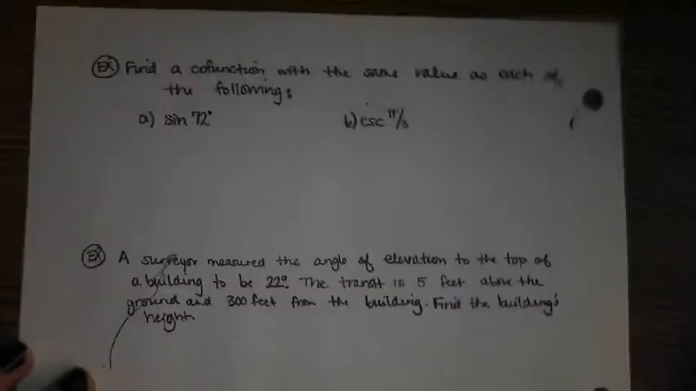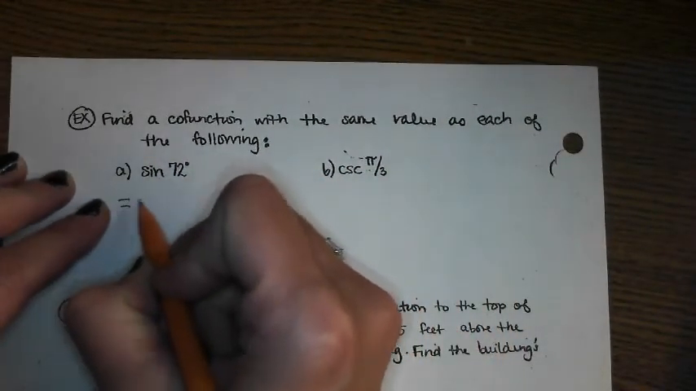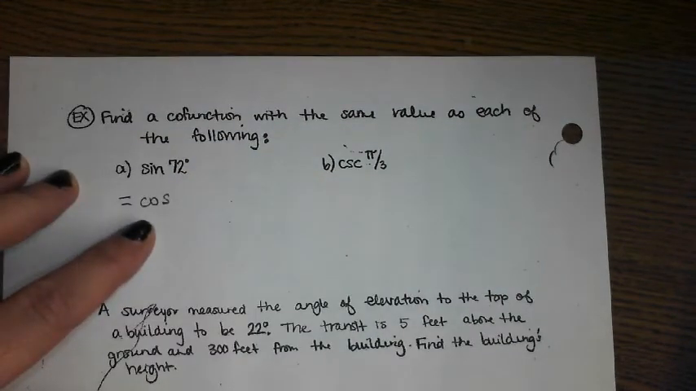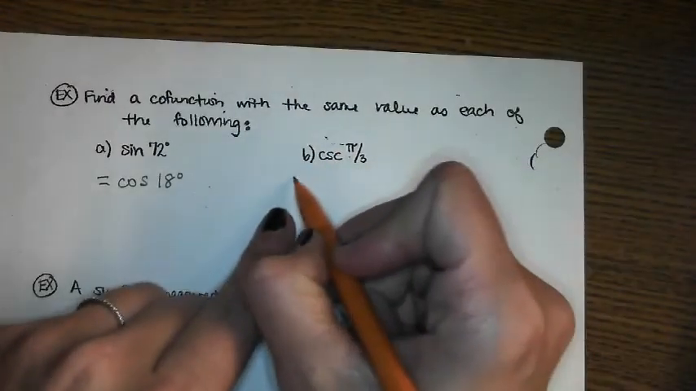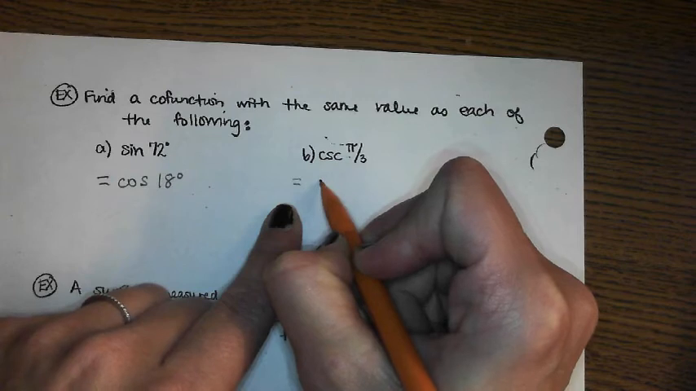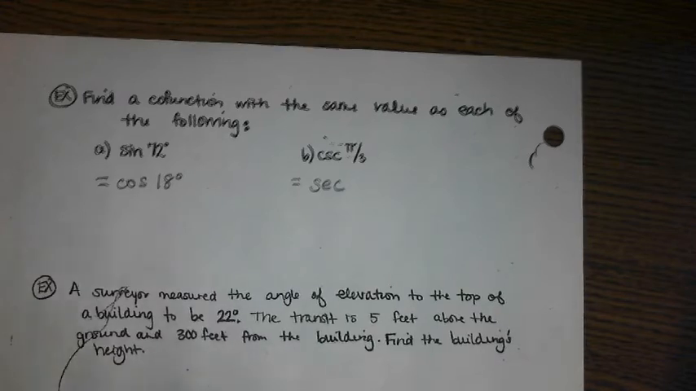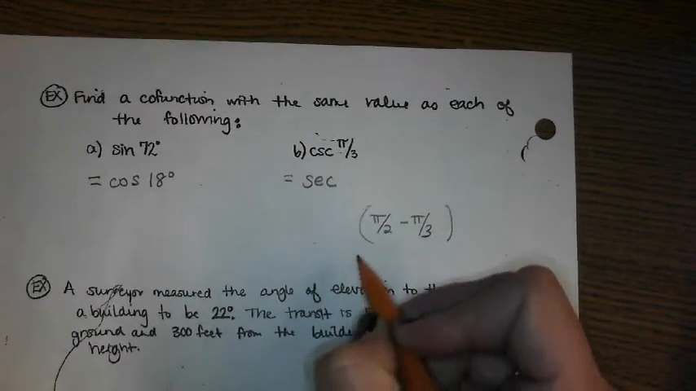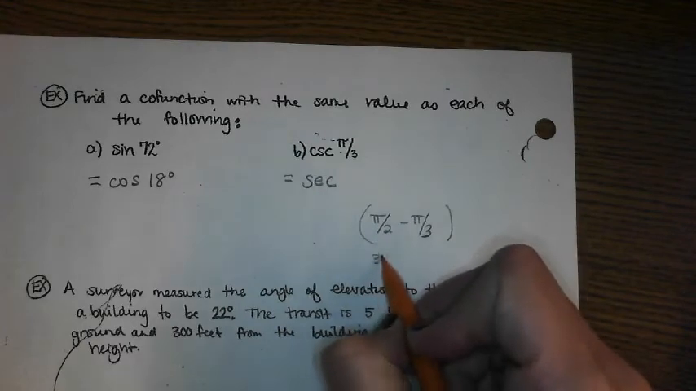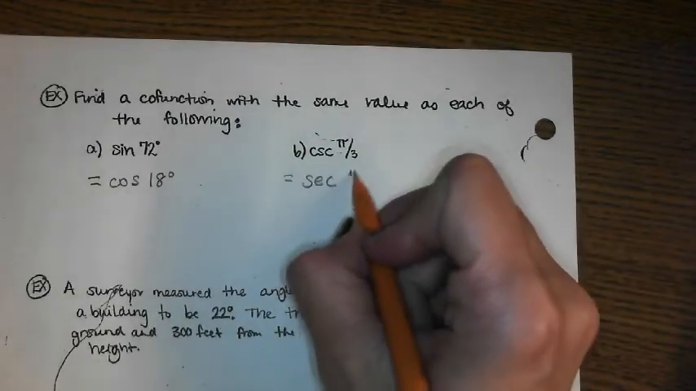Okay. So on the back here, find the cofunction. I just kind of did a bunch of these on the front. This is equivalent to the cosine of 18 degrees. Cosecant has the cofunction of secant, right? What is the complement to pi over 3? That would be pi over 2 minus pi over 3, which is, get a common denominator, 3 pi over 6 minus 2 pi over 6. So what's that? Pi over 6.